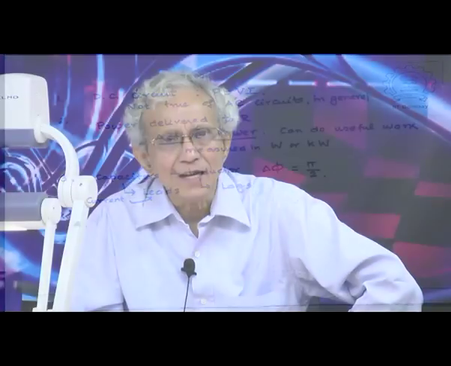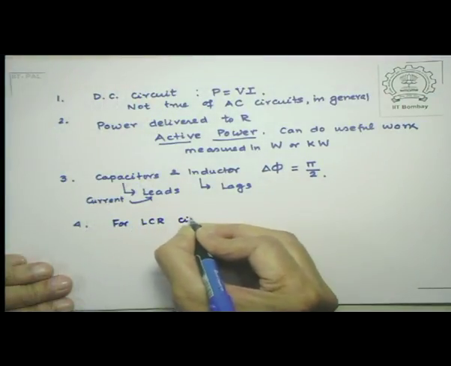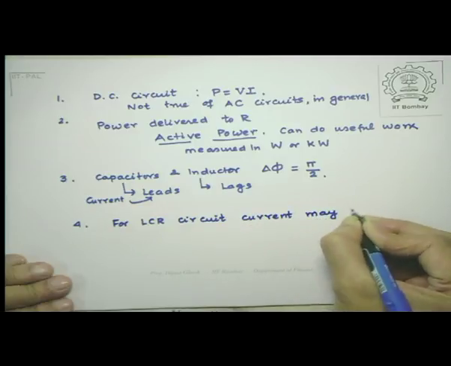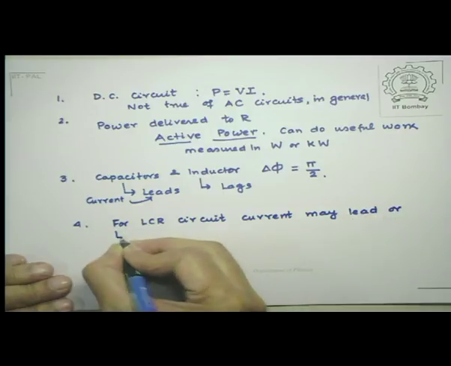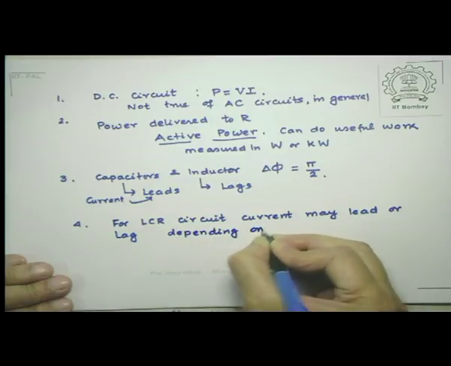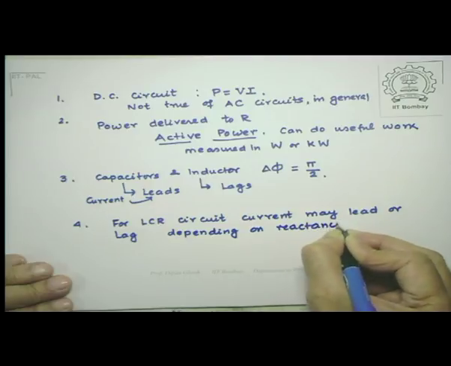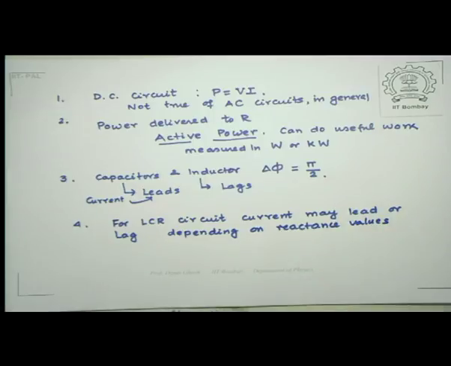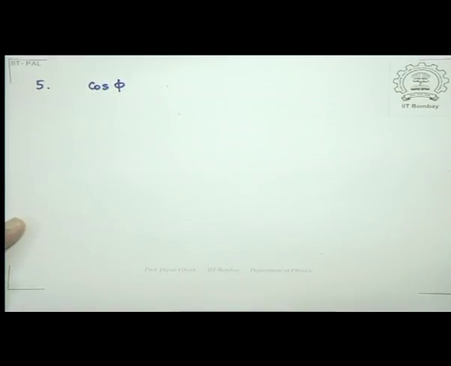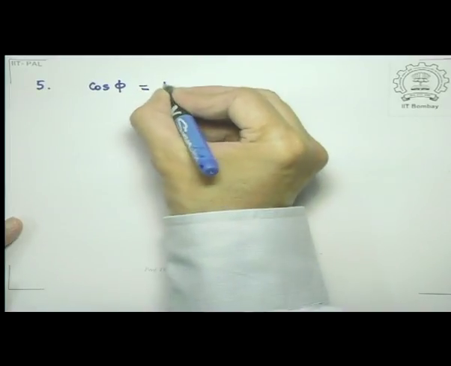Now, for a general AC circuit, the current may either lead or lag depending upon which reactance is more. So for an LCR circuit, current may lead or lag depending on the reactance value. The cosine of this phase, cos phi, is called the power factor.